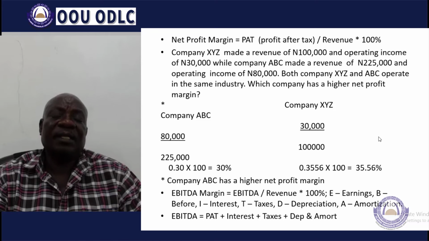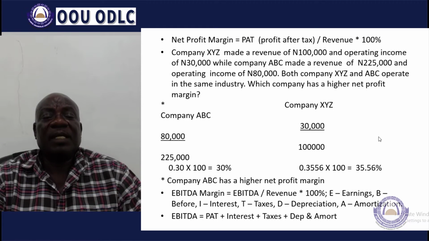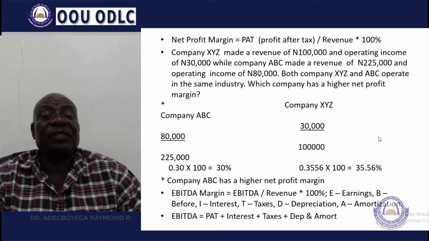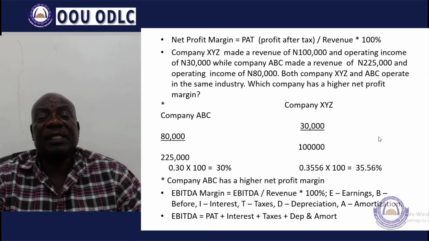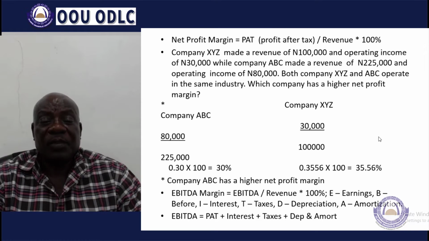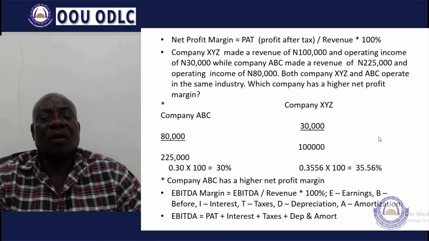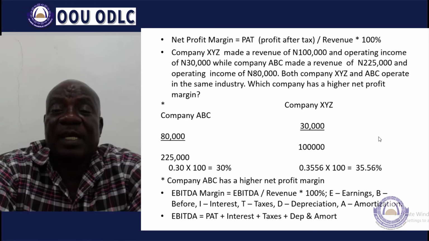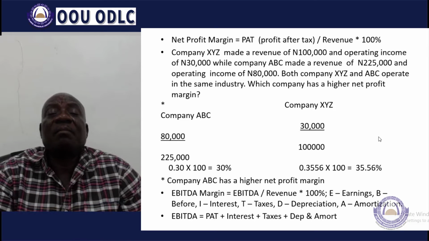Let's look at this. Company XYZ that made a revenue of 100,000 naira and operating income of 30,000 naira, we have 35.56%. While the other company, ABC, that made a profit after tax of 80,000, which is operating income, and sales of 225,000, that's 30%. So you can now see that company ABC has a lower net profit margin. Company XYZ has a higher profit margin, and insofar as they are in the same industry, that company is performing better than the other company.